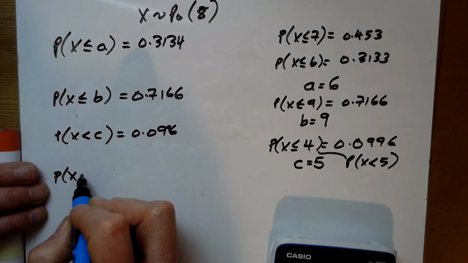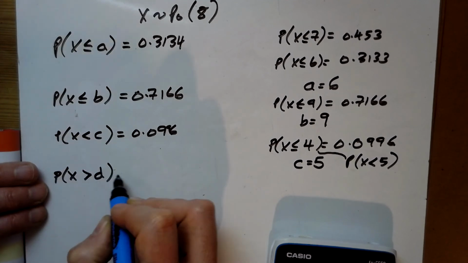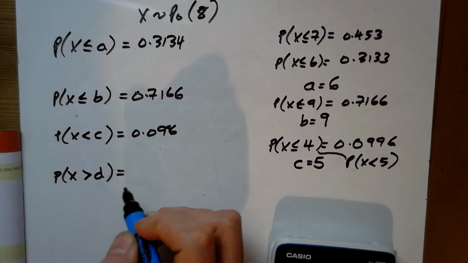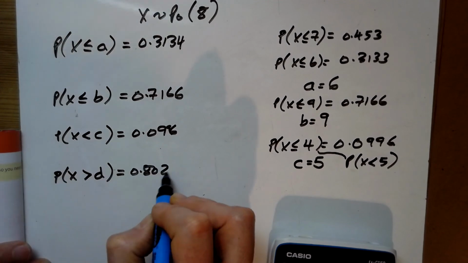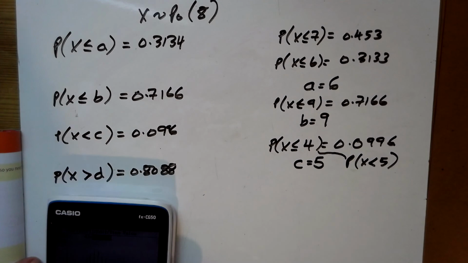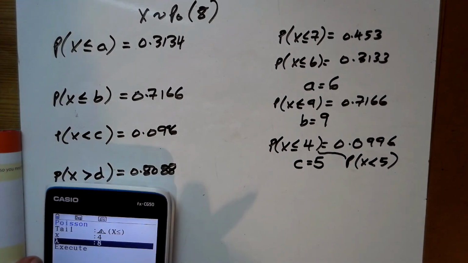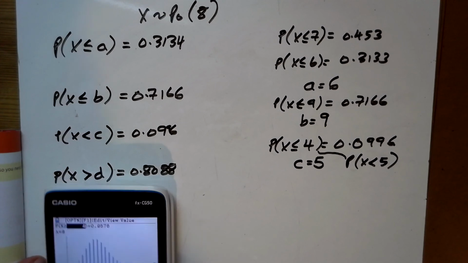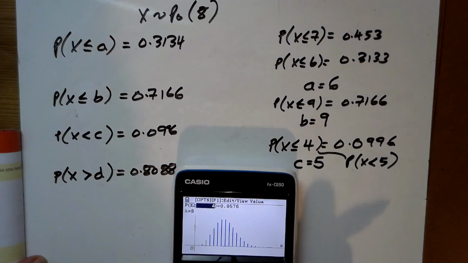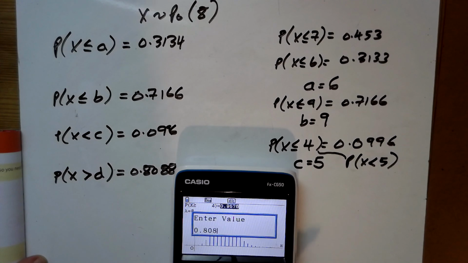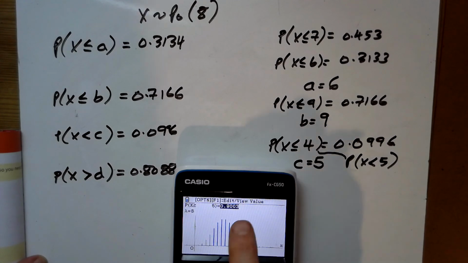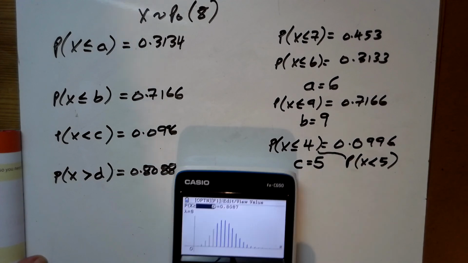Last one we've got. The probability that x is greater than d is equal to 0.8088. Right. So again, this time I need to change my tail. So my tail is a greater than tail. Just leave that as it is there. And the value I want here is 0.8088. And it's got it wrong again. It's got the wrong one there. It's got 0.9033 there. So we've gone too much. So let's try that one there. That's the one they're aiming for, isn't it?